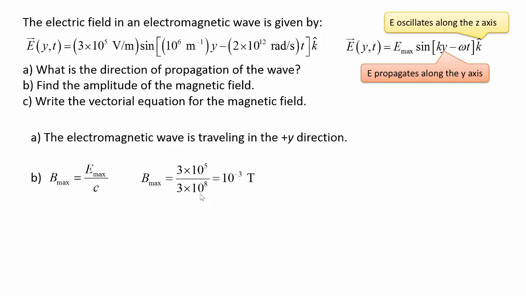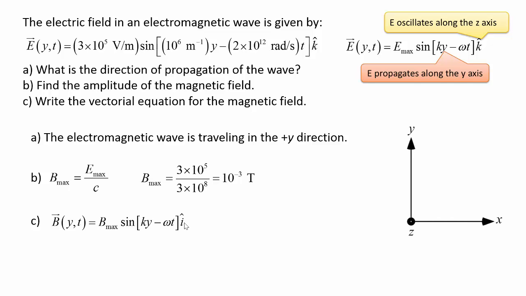Now, in the last part of the problem, we need to write the vectorial equation for the magnetic field. That equation is very similar to the equation for the electric field. The magnetic field will propagate along the same direction as the electric field, will be equal to the amplitude of the magnetic field, or maximum value of the magnetic field, multiplied by sine of ky minus omega t. And now the only thing we need to figure out is what unit vector to use for the magnetic field. Remember, magnetic field propagates in the same direction as the electric field, but it oscillates perpendicular to the electric field.